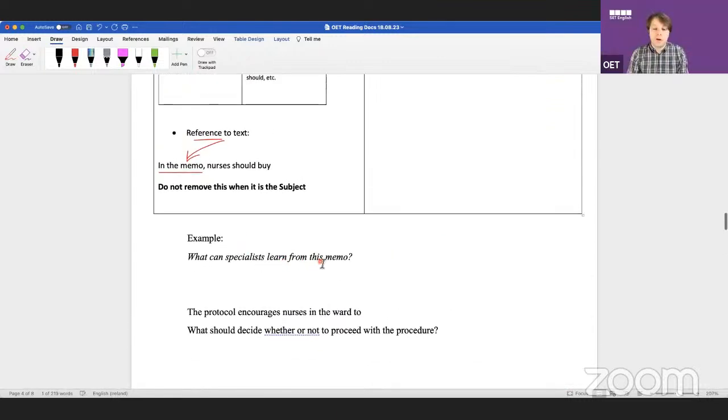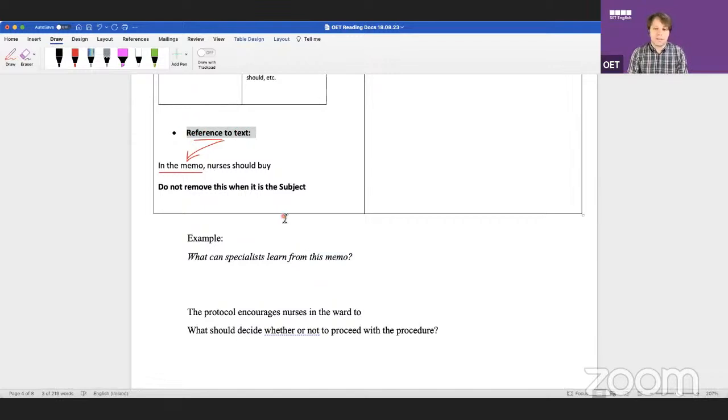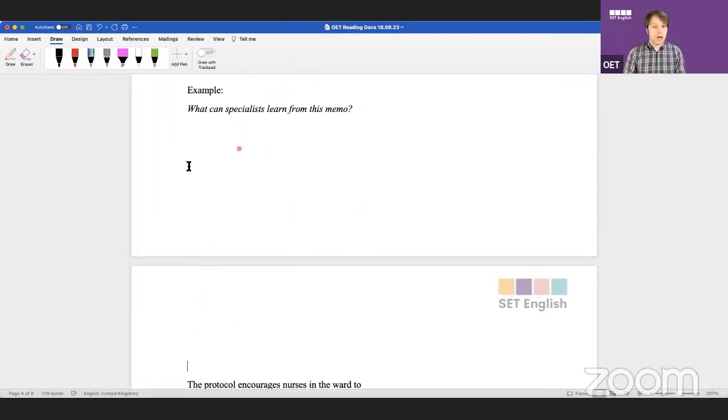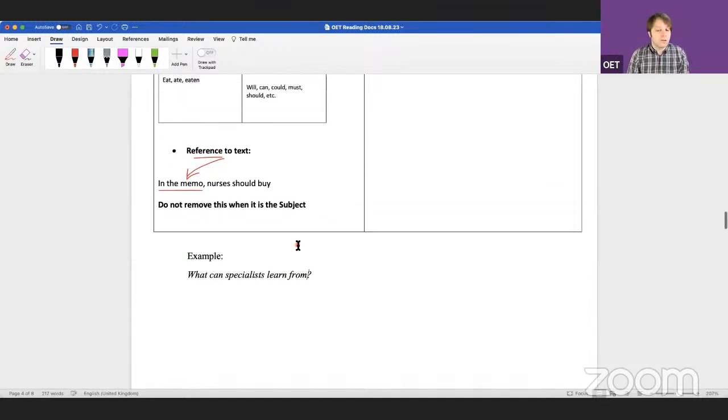What can specialists learn from this memo? Is there a reference to the text? From this memo. Is that a reference to the text, guys? Yes. Okay. So can I remove it? Yes, you can, because in reading part B, you can see the text. The text is here below the question. So we can remove memo. What about this preposition? Do I need this preposition? No, you don't need it. So what can specialists learn?